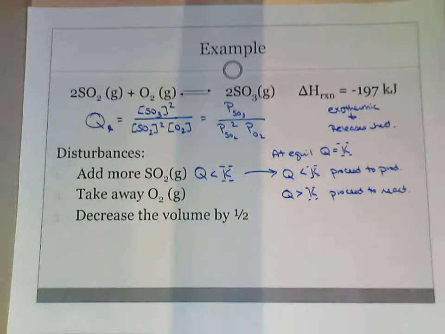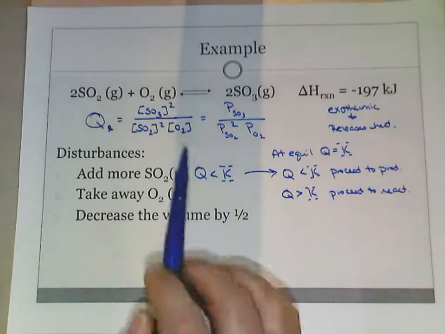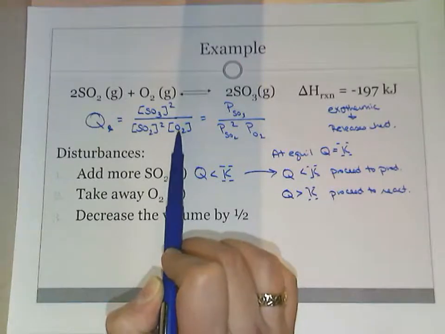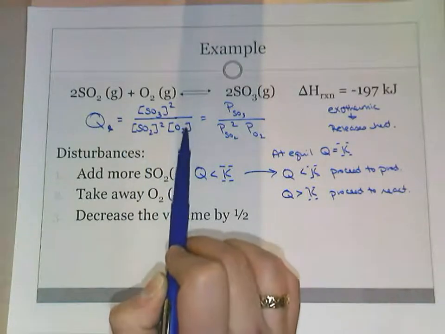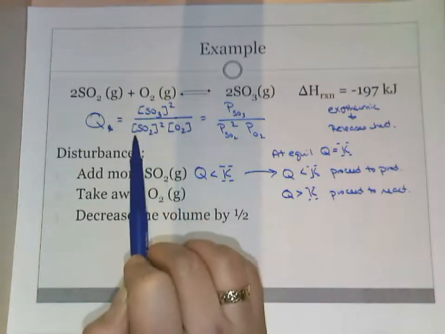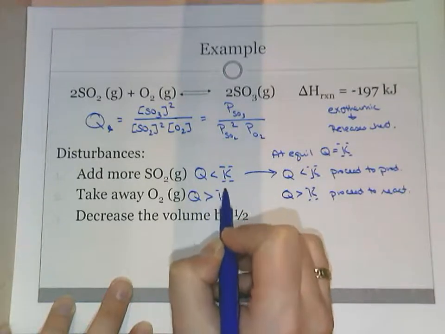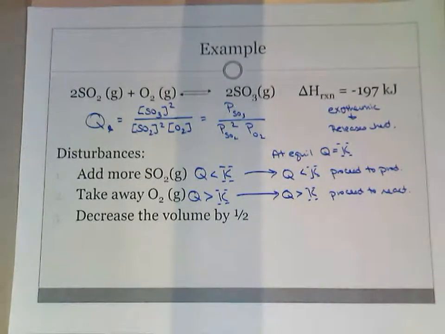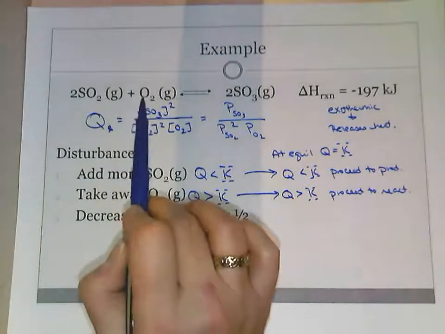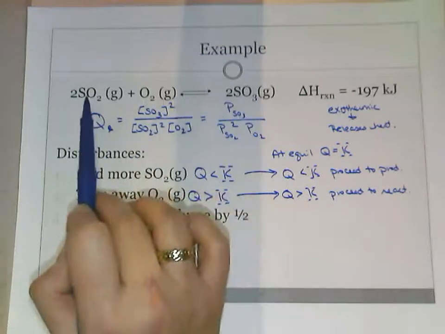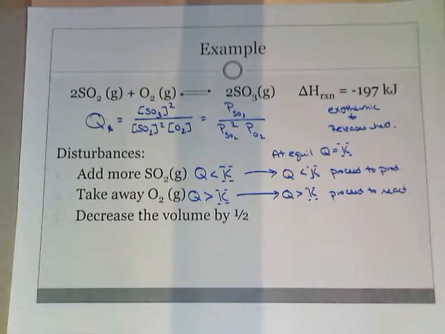But now let's take a look at if I removed oxygen from the system. So now I'm going to make this value smaller. If I make that smaller, it makes the denominator smaller, which makes the fraction larger. So now Q is going to be greater than K, which means it's going to proceed towards reactants, which again, you could see if we remove oxygen, it's going to push this reaction back this way to go back to a state of equilibrium. Well, what if we decrease the volume of our container by half?